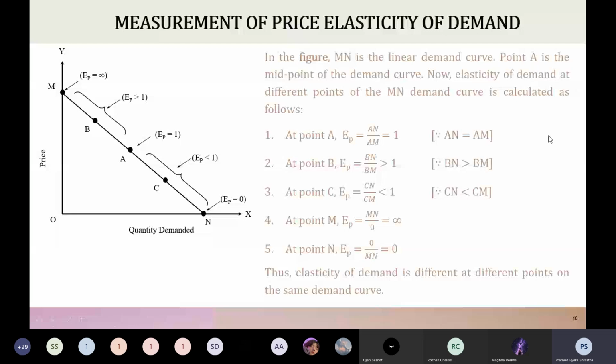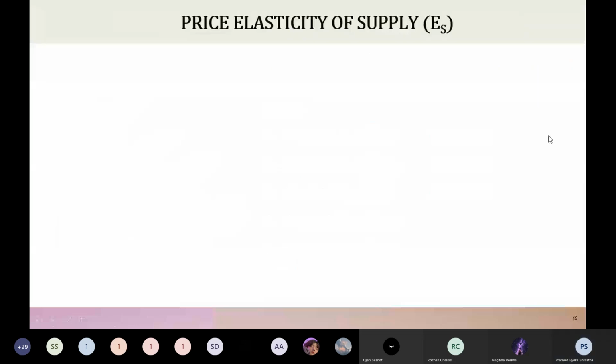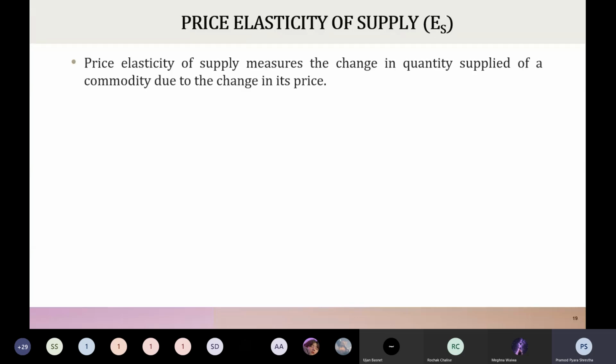The next slide is the last part of this chapter, that is price elasticity of supply. As per our syllabus, this is the last part of chapter one. Let me discuss this one. As we discussed price elasticity of demand, this is analogous to it. That's why we can say that price elasticity of supply measures the change in quantity supplied, not quantity demanded, of a commodity due to the change in price of the same commodity.